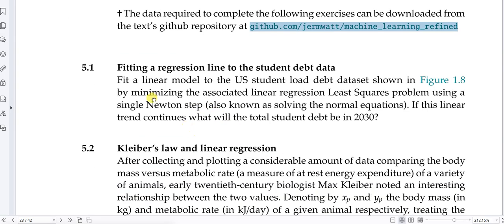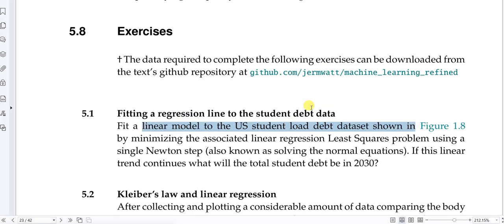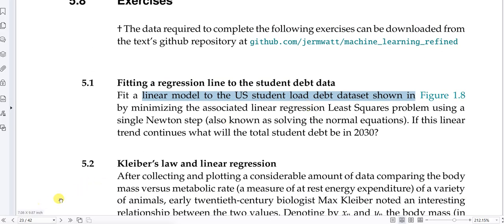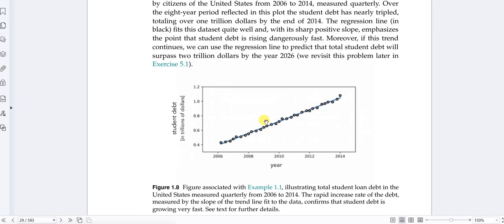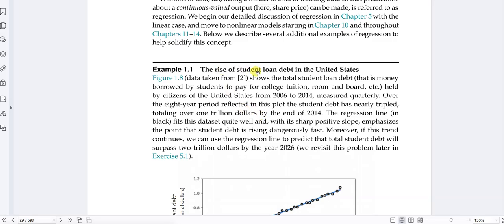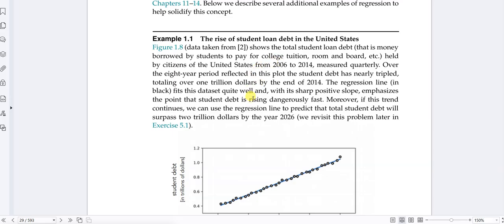In the textbook, fitting a regression line to the student debt data. Here it is asked to fit a linear model to the US student loan debt dataset shown in figure 1.8. Figure 1.8 is in the first chapter. That's what I asked every individual: please go through the first chapter also to understand what exactly machine learning is. So here a question is asked related to this.